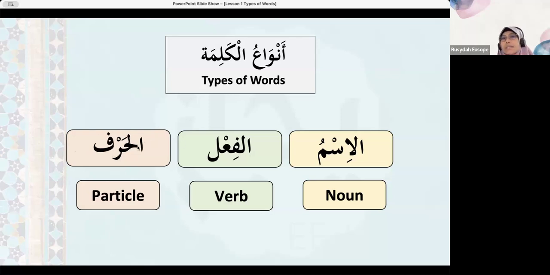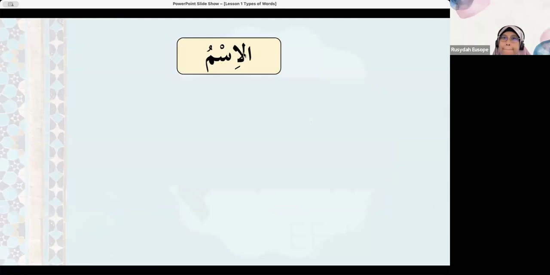But that is outside the study of grammar. When we are doing grammar, harf is a terminology. Harf means particle. So what is a particle? A particle is any word that is other than a noun or verb. If it doesn't fall under noun and it is not a verb, then it is considered a particle. Right, let's look at isim first.